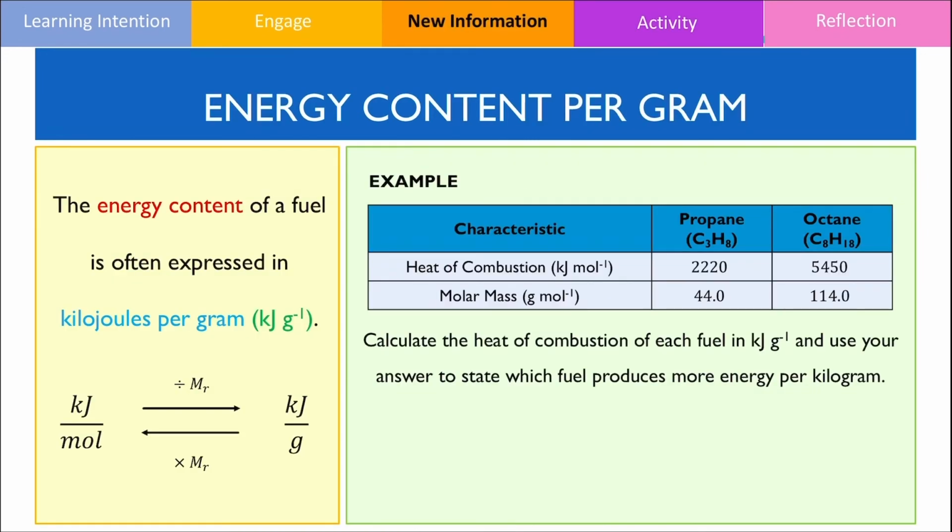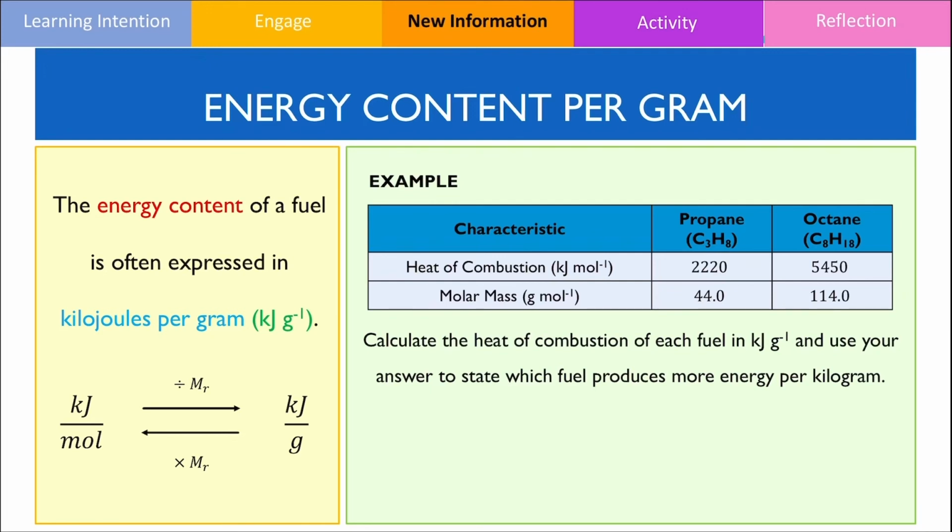In the last section of this video, I want to show you how to convert between the different units for the heat of combustion. As I stated earlier in the video, the heat of combustion for pure fuels can either be reported in kilojoules per mole or kilojoules per gram. If you ever encounter a question that asks you to express the heat of combustion in kilojoules per gram, divide the kilojoules per mole by the molar mass of the fuel.